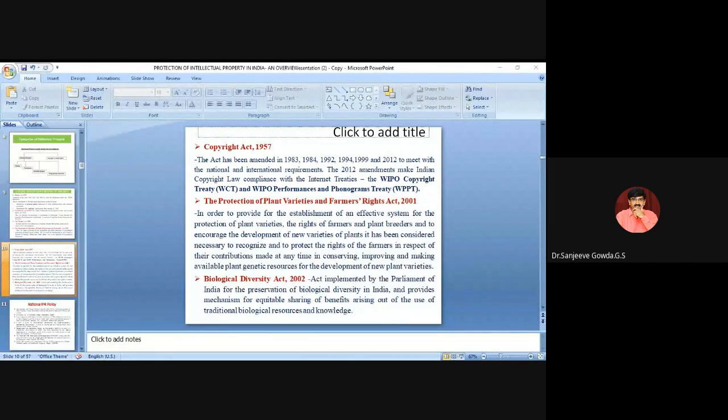Friends, another topic: infringement of patents and remedies. What are the remedies available for infringement? Patent infringement is nothing but making, using, offering for sale, selling, or importing for these purposes the product or process in India without the permission of the patentee. It amounts to patent infringement. There are two kinds of patent infringement: direct infringement and indirect infringement.